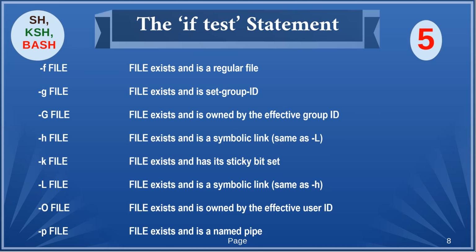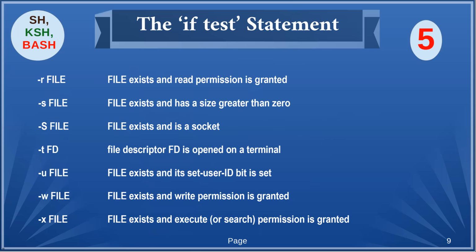I'll show you some examples of those. -O is true if the file exists and is owned by the effective user ID. -p is if it is a pipe file. And then -r is if it's readable. -s is true if the file exists and has a size greater than 0. So if the file was just touched and the size is 0 bytes, then -s will return false. We can do some testing on that as well.